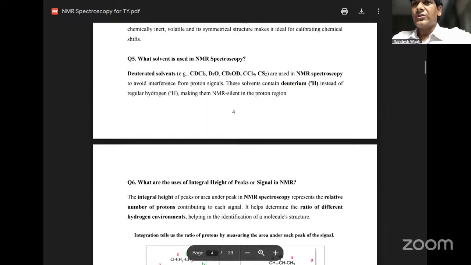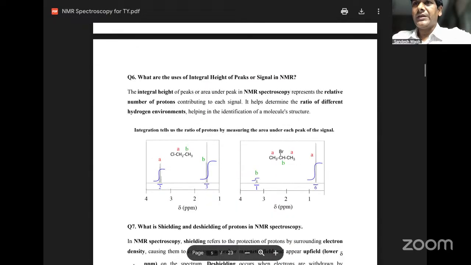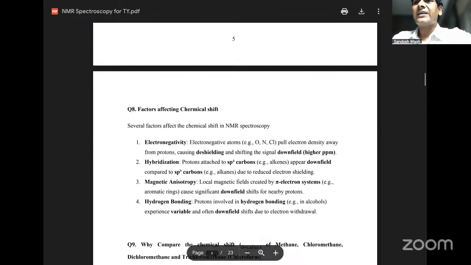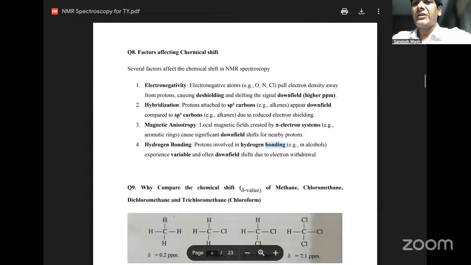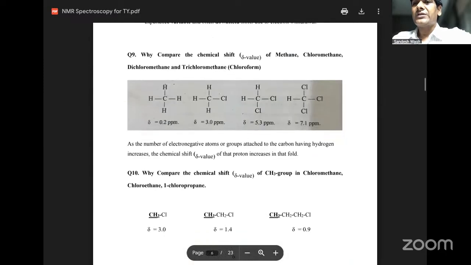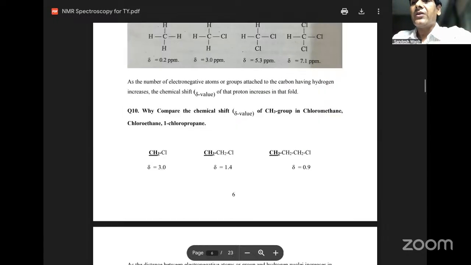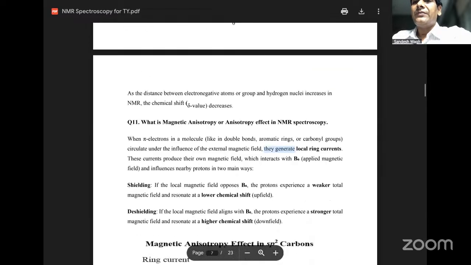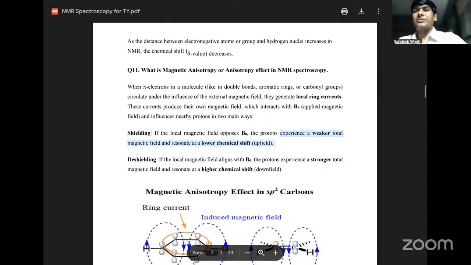What are the solvents used in NMR spectroscopy, integral height, shielding, deshielding we discussed, and factors affecting the chemical shift value. Then we discussed the impact of an electron withdrawing group attached to the same carbon having the proton, and how distance matters in the change in the chemical shift value. We completed 10 questions in the first lecture.